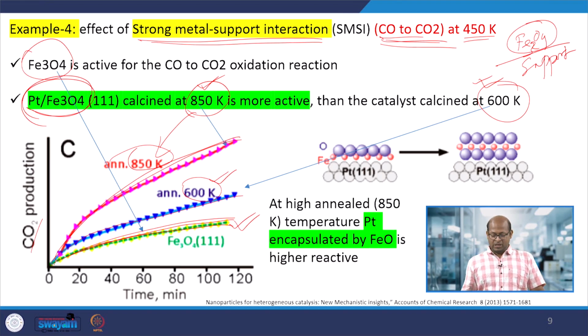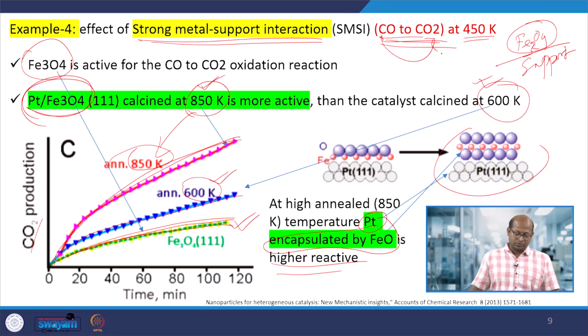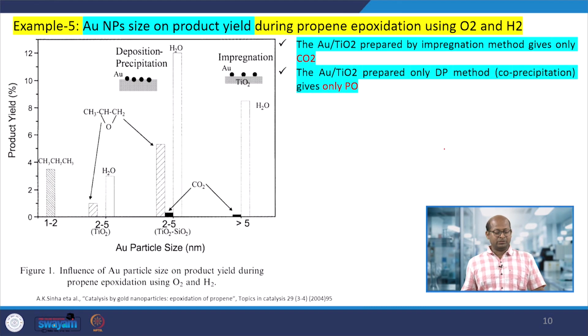The platinum is the active site, and it is encapsulated with iron oxide, ferrous FeO. That actually enhances the catalytic activity or conversion of CO2. At high calcination temperature there is a strong metal support interaction between Fe2O3 and platinum, so the platinum is encapsulated with iron oxide, and then we can get good activity or higher conversions. Here is another example I am showing.